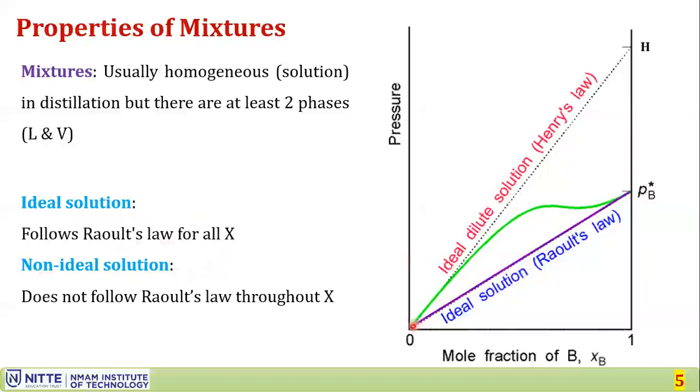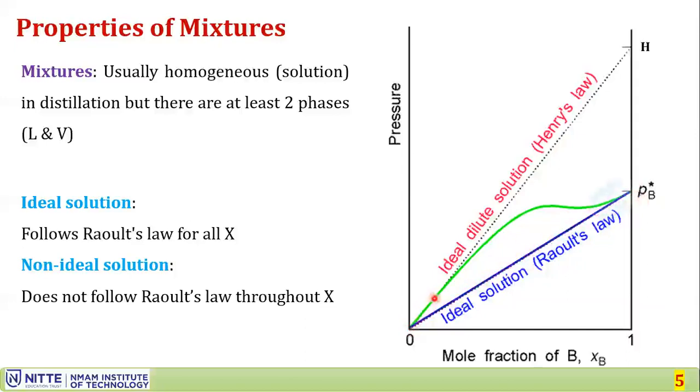Now let us take the case over here. You have one ideal solution, the straight line that you see is the ideal solution. So you can see that from 0 to 1, XB is multiplied by PB naught. So this particular line is the partial pressure. It's a straight line, a straight line equation.